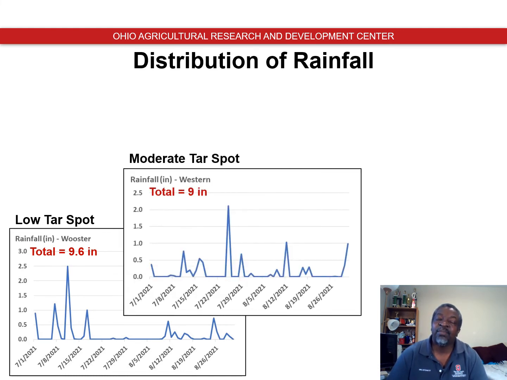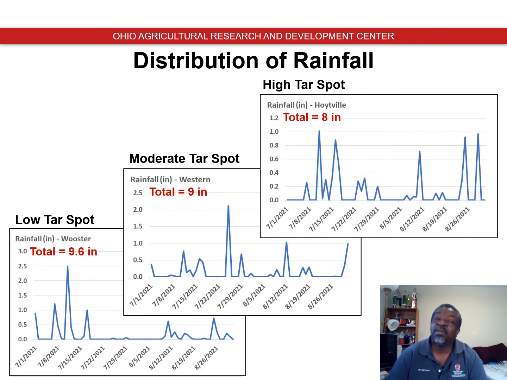At Western, where we had slightly more tar spot, the rain was more evenly distributed. But look at the amount, pretty similar in terms of the total amount of rain during that 8 weeks between the 1st of July and the end of August. So we had very similar amounts of total rainfall at these 2 locations, but we had slightly higher levels of tar spot at Western, and at least in my research plot, I did not see tar spot in Worcester, which is in Wayne County. Western is in Clark County.